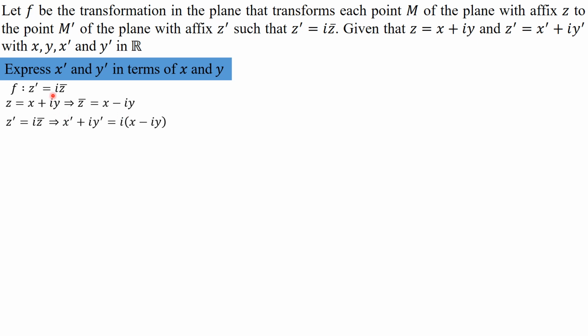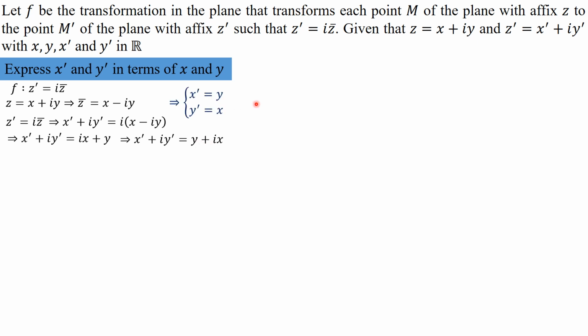So since this respects the transformation, then z prime, we just replace it with x prime plus iy prime equal to i into z bar, x minus iy. So we multiply all through with i, we are going to get x prime plus iy prime to be ix plus y. We rearrange, we get x prime plus iy prime to be y plus ix.